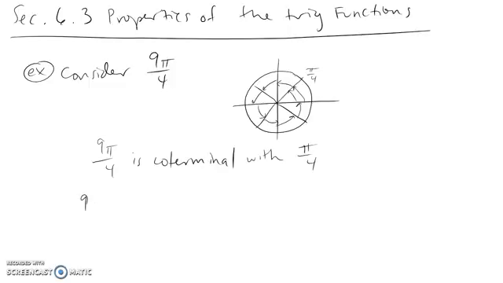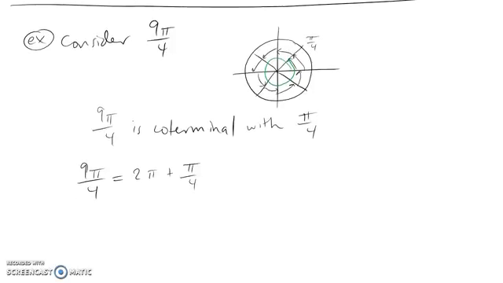Okay? So notice how we got there. 9 pi over 4, if we count again, we went all the way around, that's 2 pi, and then another pi over 4. So 9 pi over 4 is equal to 2 pi plus pi over 4. Which other angles are coterminal with pi over 4? Well, what happens if we go around another 2 pi from pi over 4? So let's start at pi over 4, go all the way around 2 pi, and we're going to end up at another coterminal angle.